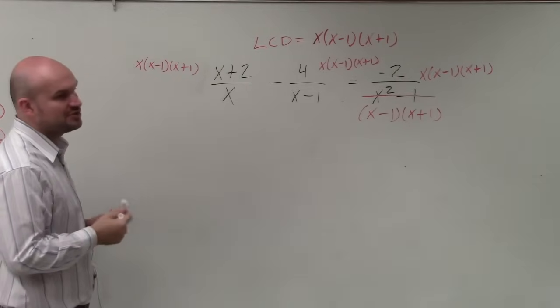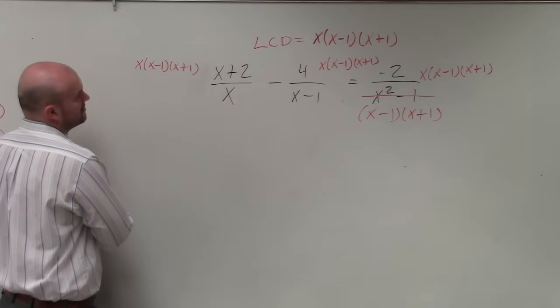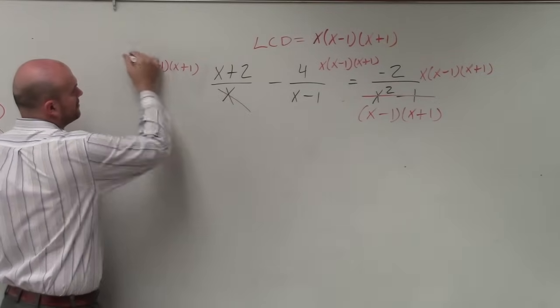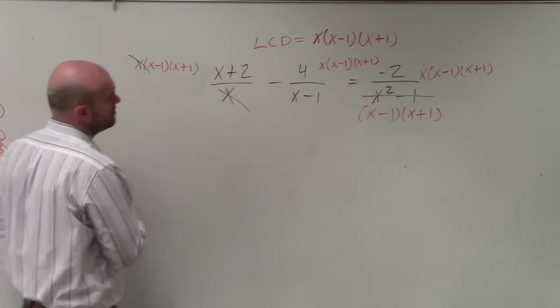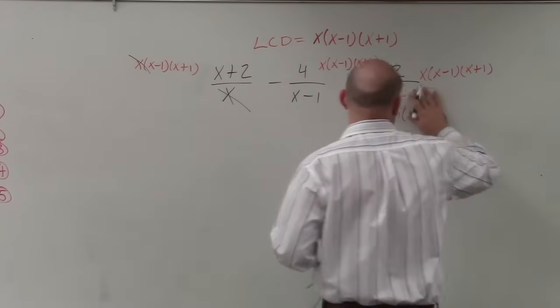So let's see what happens using the division property. x divided by x, that divides out. Whoa, wait. Oh, I'm an idiot. I wrote the wrong problem down. I'm sorry. Sorry about this.